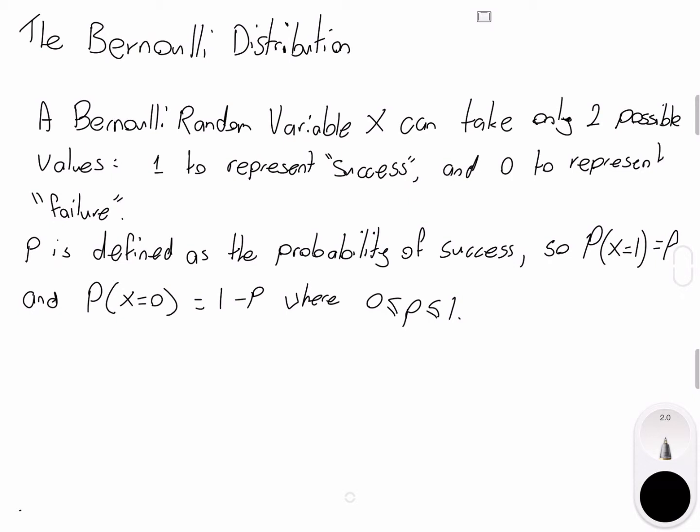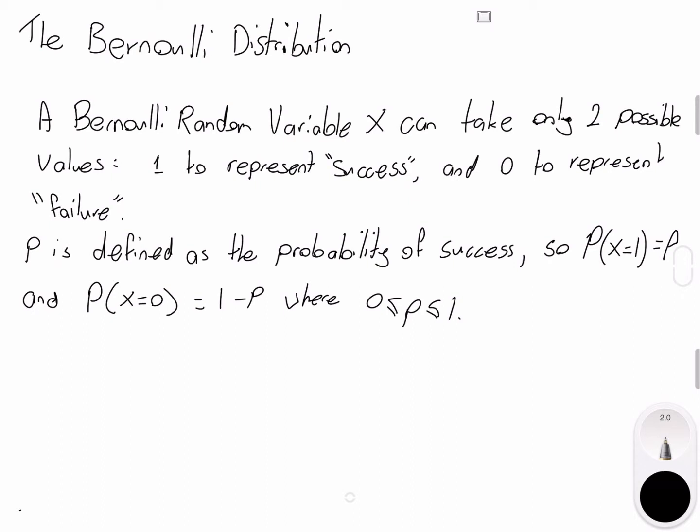So, what is the Bernoulli distribution? Well, a Bernoulli random variable x can only take two possible values. So 1 represents a success or the outcome that we want, and 0 represents a failure or the outcome that we don't want. And what we've got here is the probability P is defined as the probability of success, so P where the variable is equal to 1 is equal to P, our probability, and the probability of failure is equal to 1 minus the probability of success.